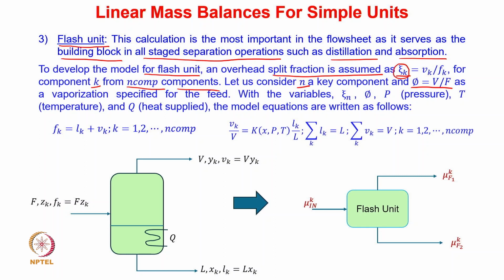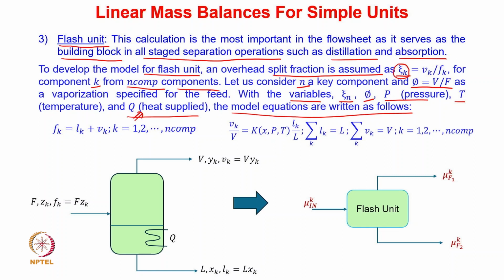So in this particular case, what are the variables present in the problem? The variables present are ζ_n, which is the split fraction in the vapor recovery for the key component n; φ, which is the fraction V by F; P, the pressure; T, the temperature; and Q, the heat supplied. The model equations we can write in this case. For a material balance we will not be looking at Q right now, but all the other variables are there. Using these variables we can write down the model equations.